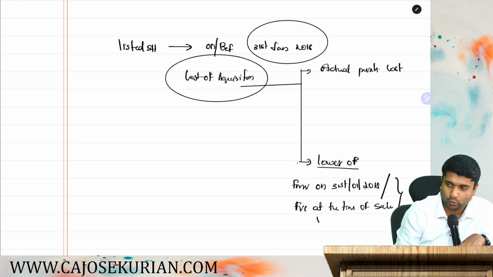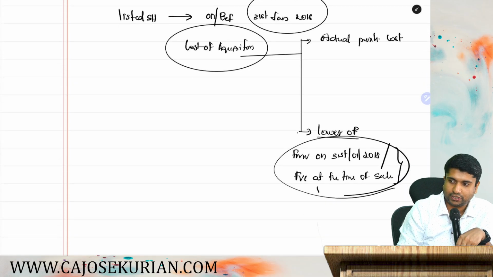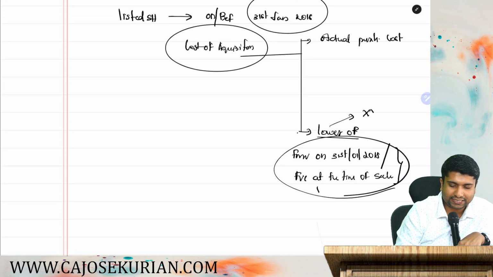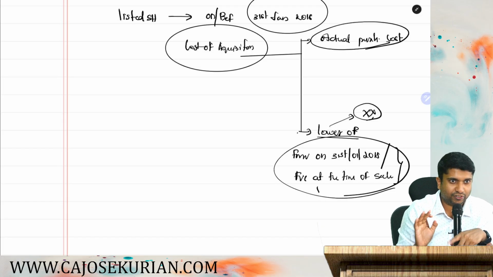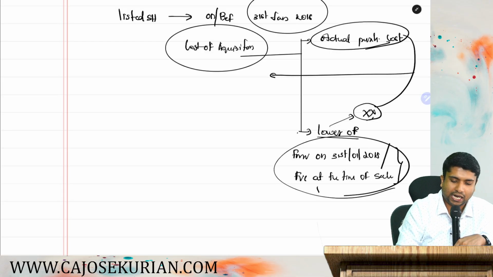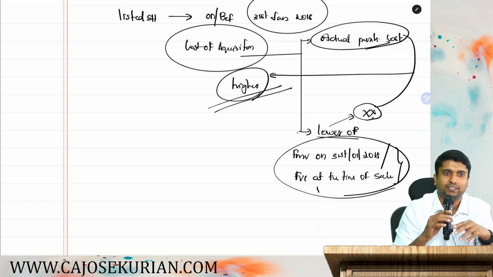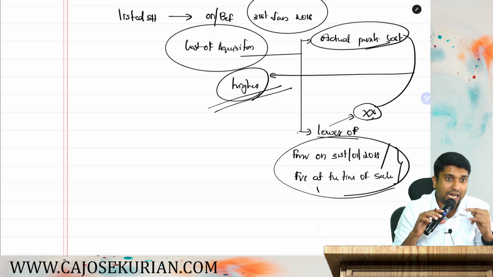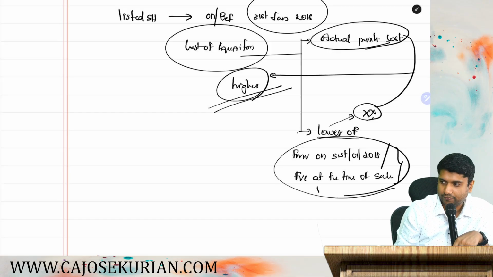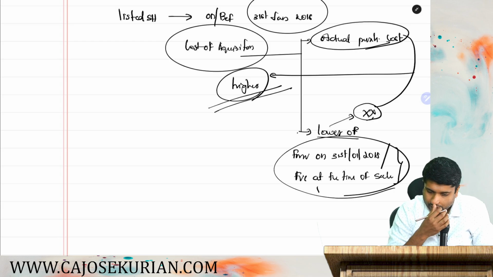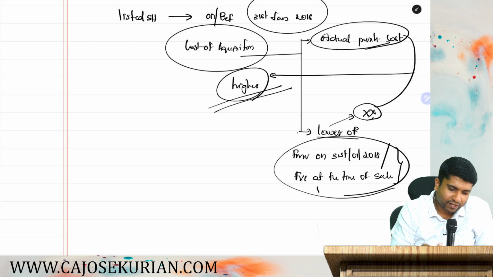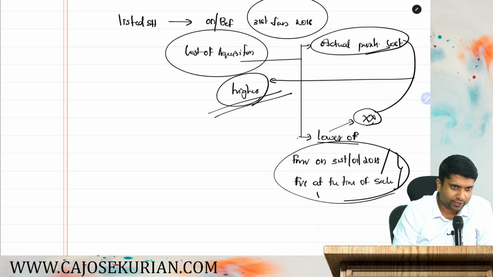You compare these two, pick the lower, and either that figure or your actual cost of acquisition, whichever is more beneficial. More beneficial means compare these two and pick the higher, because this is cost. More cost, less gain. Less gain, less tax. So whichever is higher will be the beneficial. So where were we? Very simple. I'll demonstrate this with an example also, if you have any confusion.